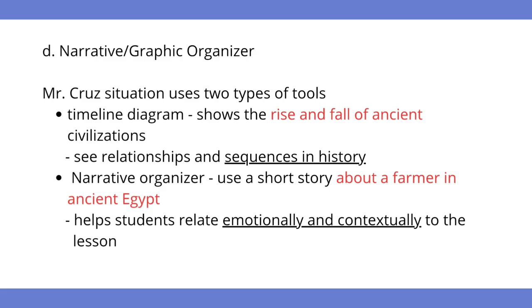The short story about a farmer in ancient Egypt helps students relate emotionally and contextually to the lesson. It is a form of a narrative organizer, which uses storytelling to make learning meaningful and relatable. Together, these are examples of a narrative and graphic organizer, because Mr. Cruz combines visual aids, timeline, and storytelling to prepare students for deeper learning and connect new historical content to their existing knowledge and experiences.